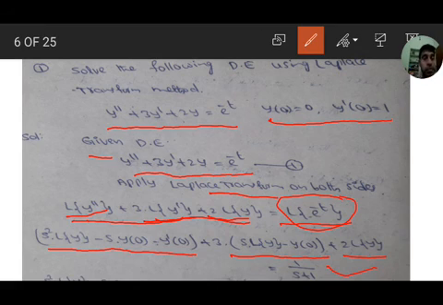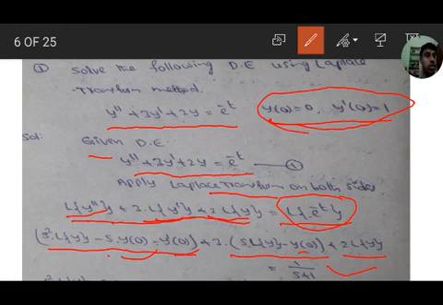Then we took the first step, applying the Laplace transform on both sides, then we wrote the formulas. Then replace y of 0 and y dash of 0 by using the initial conditions, y of 0 equal to 0, y dash of 0 equal to 1. Next step.